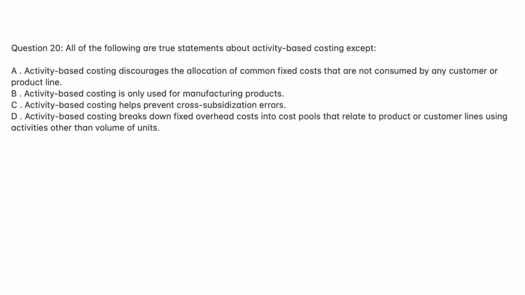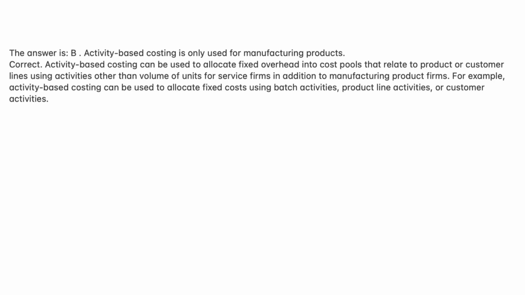Question 20. All of the following are true statements about activity-based costing except A. Activity-based costing discourages the allocation of common fixed costs that are not consumed by any customer or product line. B. Activity-based costing is only used for manufacturing products. C. Activity-based costing helps prevent cross-subsidization errors. D. Activity-based costing breaks down fixed overhead costs into cost pools that relate to product or customer lines using activities other than volume of units. The answer is B. Activity-based costing is only used for manufacturing products.